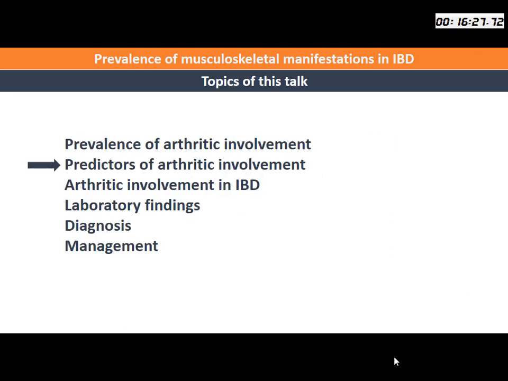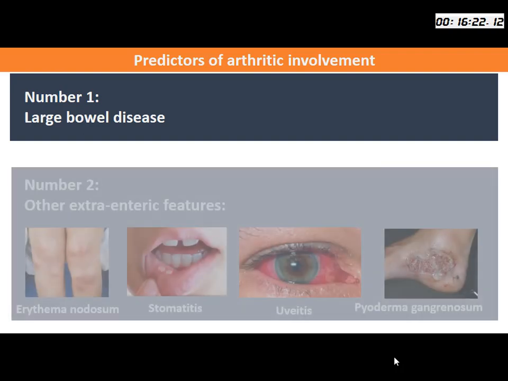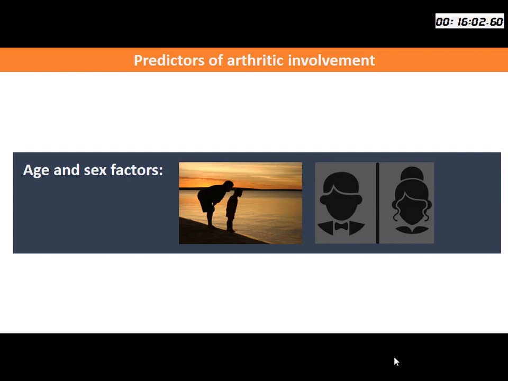The predictors of arthritic involvement: number one, large bowel disease. Even if you have Crohn's disease, if you have large bowel involvement, you are more likely to get arthritis. The other one is extraenteric features. If IBD chooses to go for extraenteric features, arthritis is one of those, in addition to erythema nodosum, stomatitis, uveitis, and pyoderma gangrenosum. By the way, if we see a patient with arthritis, especially in the lower limbs, who has the healing scar of a pyoderma gangrenosum, IBD is always in the differential diagnosis, in addition, of course, to Behçet's disease, for example.